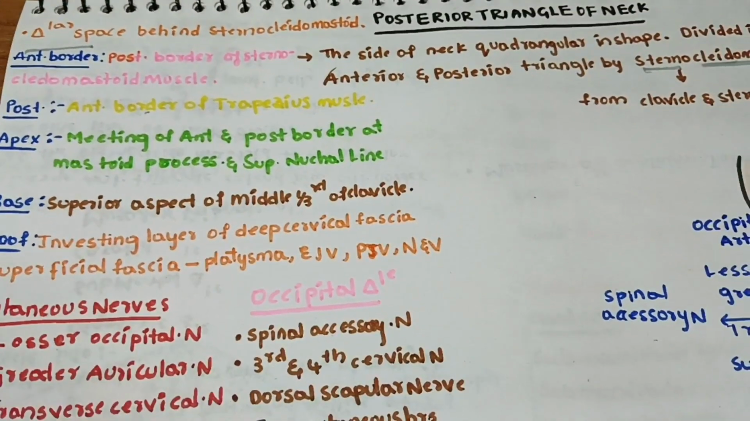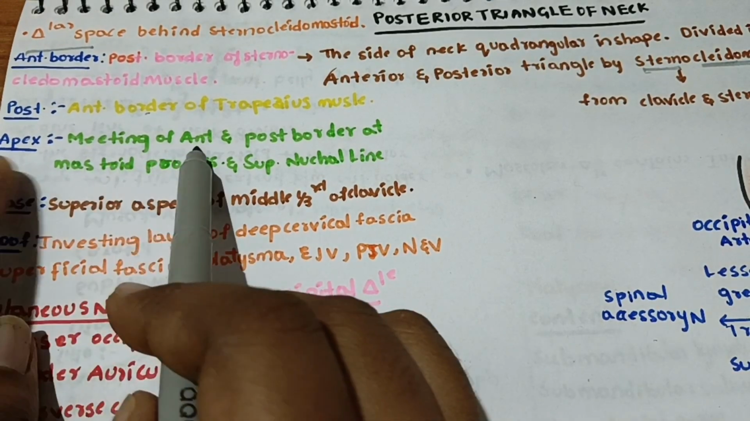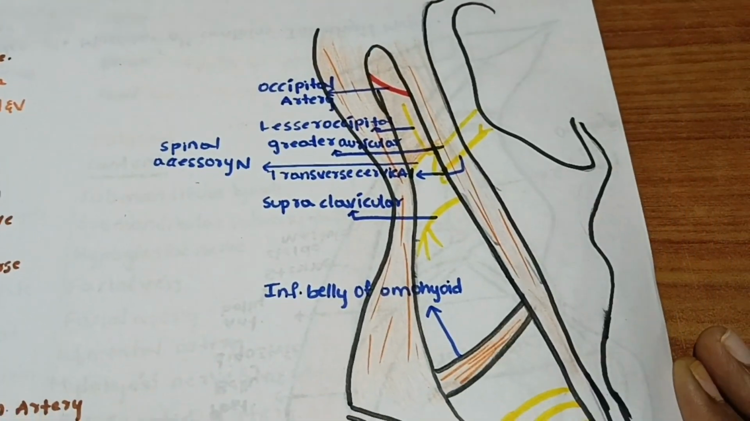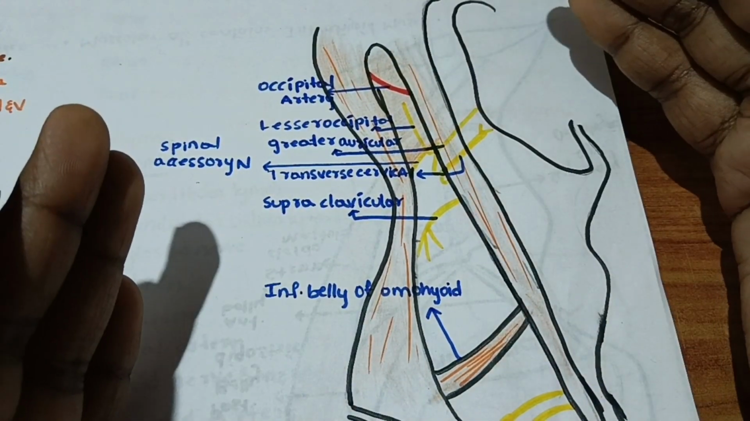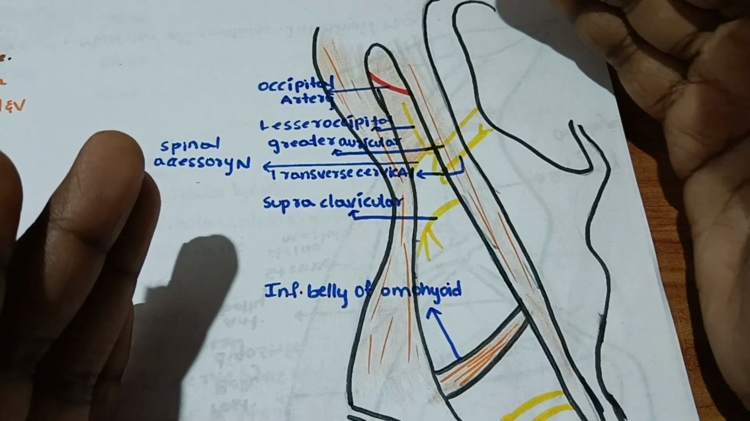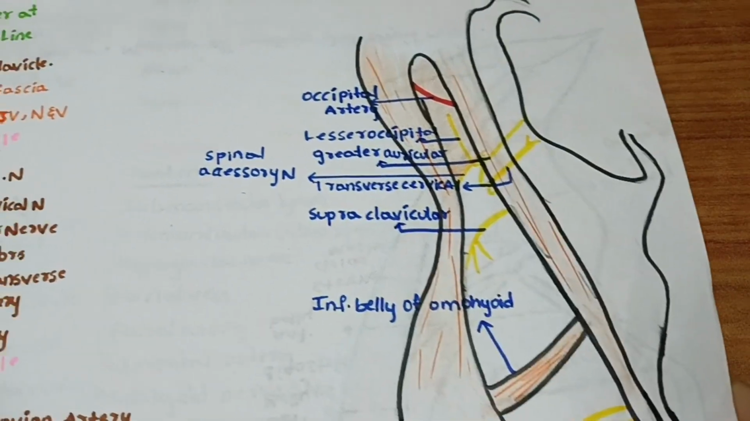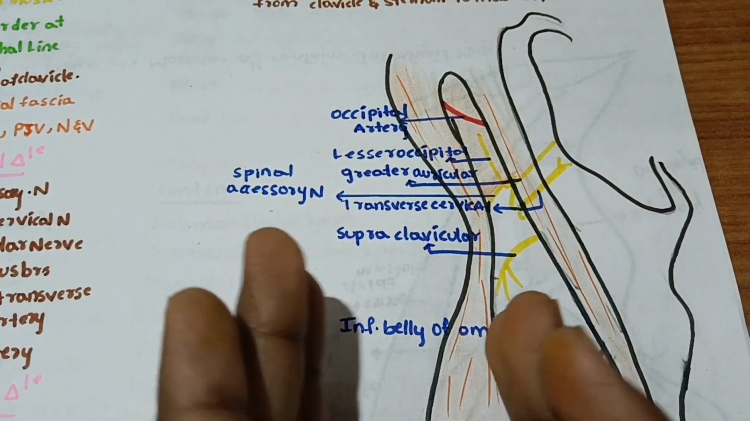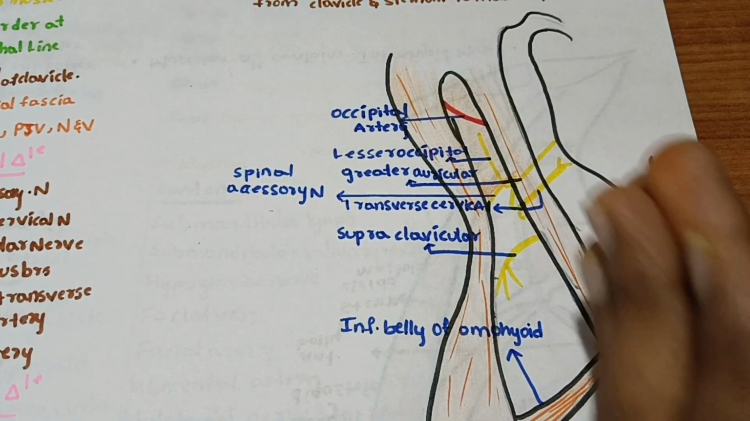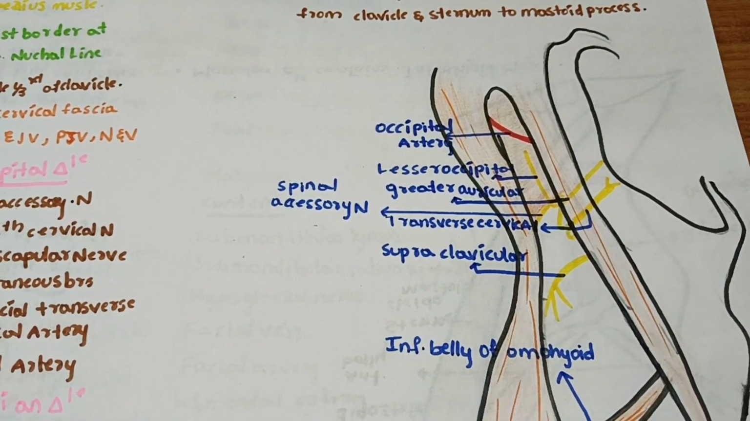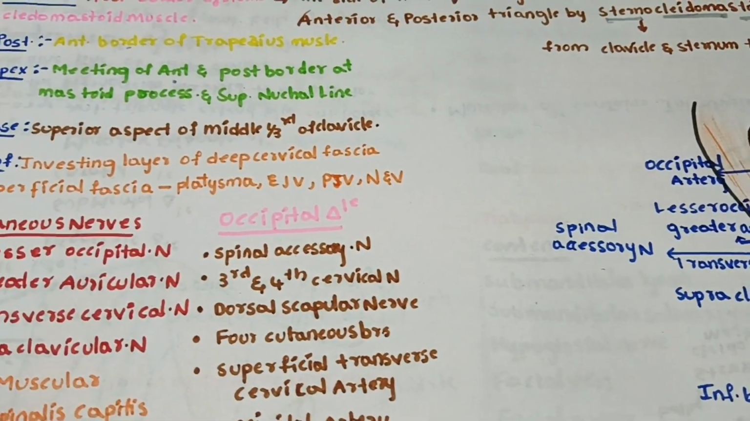Now the apex. As it is a triangle, it contains an apex, a base, and a roof, right? Now the apex is the meeting of the anterior and posterior borders. Where these two borders meet, as I said, the sternocleidomastoid extends from the sternum and clavicle and inserts at the mastoid process. So the trapezius muscle and the sternocleidomastoid muscle meet at the mastoid process. That point becomes the apex of the posterior triangle of the neck.